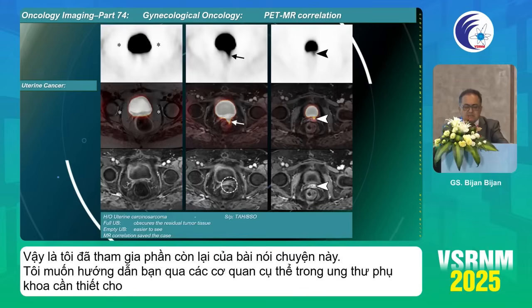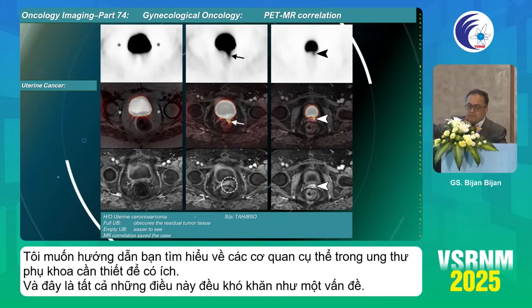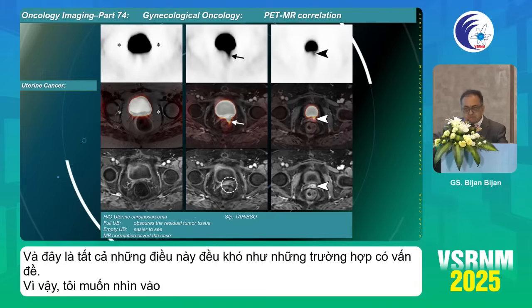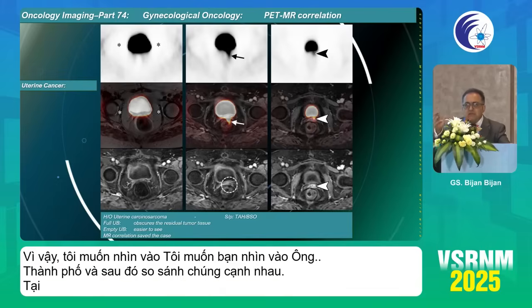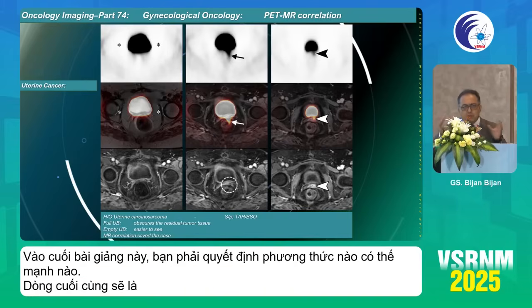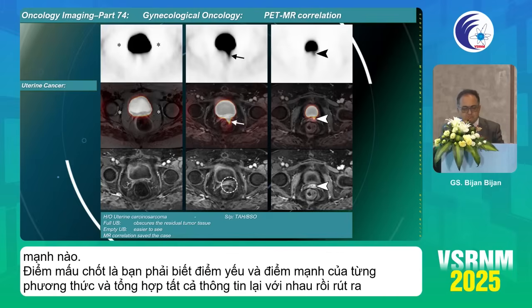This is the case, and all of these are difficult, problem cases. I want you to look at the PET, look at the MR or CT, and then compare them side by side. At the end of this lecture, you have to decide which modality has which strength. The bottom line is you have to know the weakness and strength of each modality, put all the information together, and then draw your own conclusion.